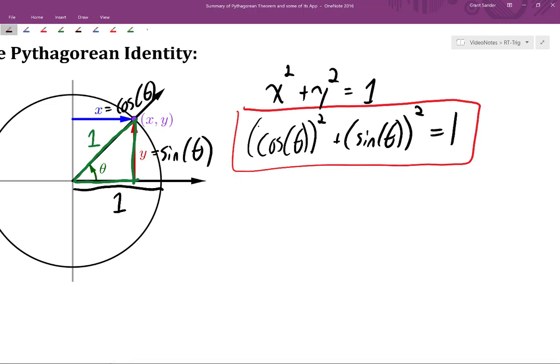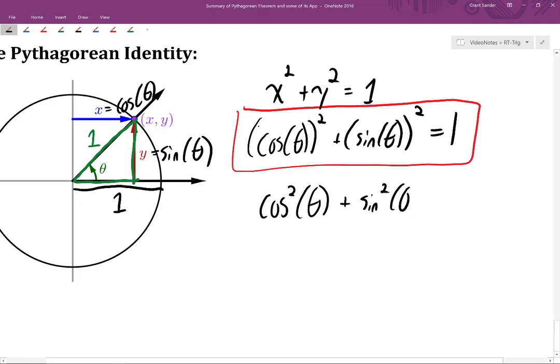We also saw that sometimes in math we like to be more efficient with our writing, so we can write fewer characters or symbols. Therefore, it's common to see this written as something like cosine squared of theta plus sine squared of theta is equal to 1. Sometimes we even omit those extra parentheses.